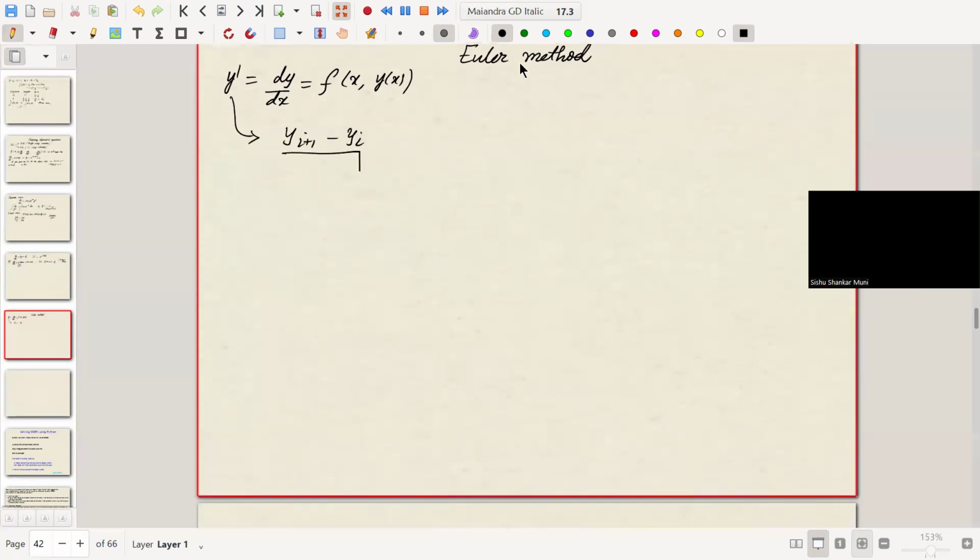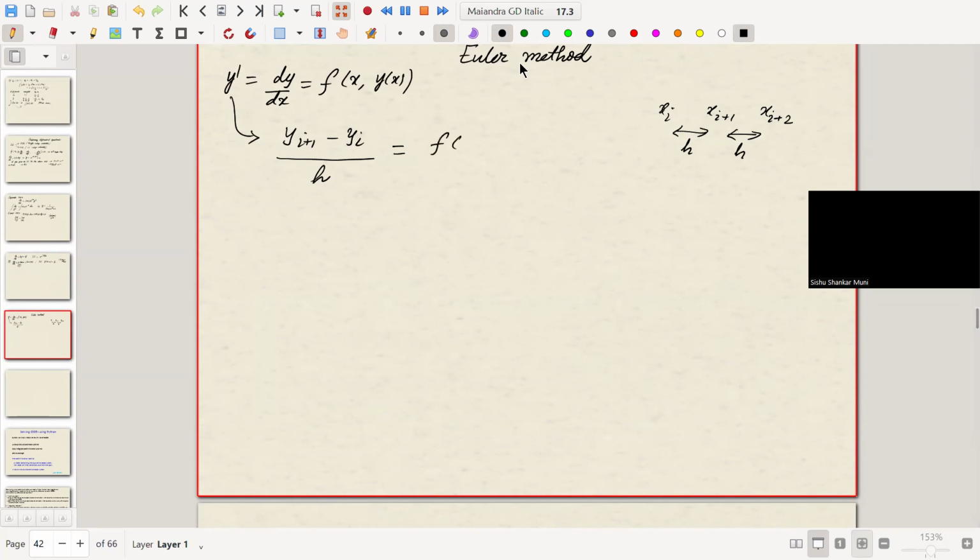Before that, I forgot. We will discuss equally spaced x data. That means x i plus 1, as usual in your differentiation, the difference between them is h. So this is just the forward difference method, isn't it? y i plus 1 minus y i by h.